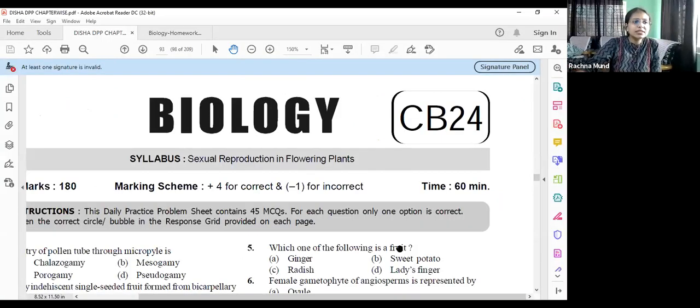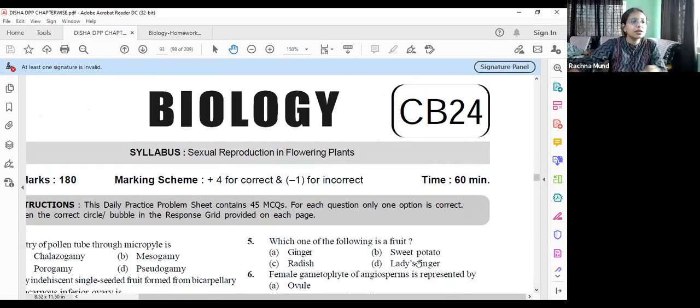So, coming back to your question, ginger, is it a fruit? We just discussed that it is a stem modification. So this is not the answer. Then next, sweet potato. Lisa, you first gave me the answer sweet potato. But sweet potato is again wrong here. Sweet potato is not a fruit.